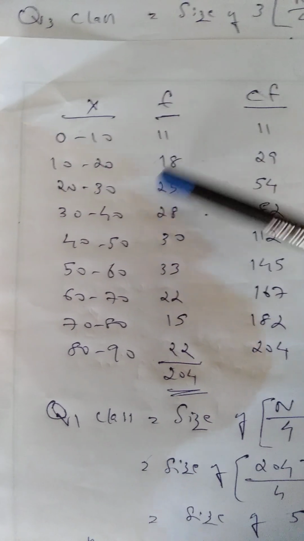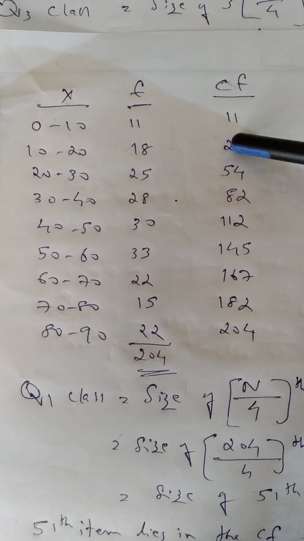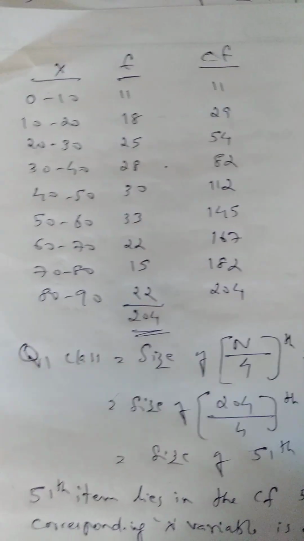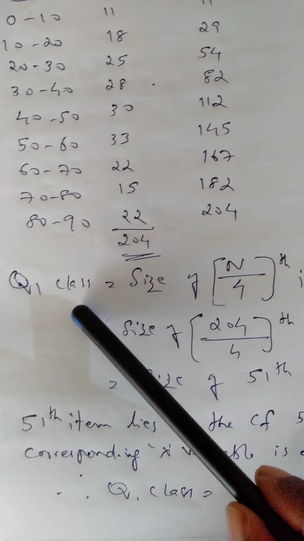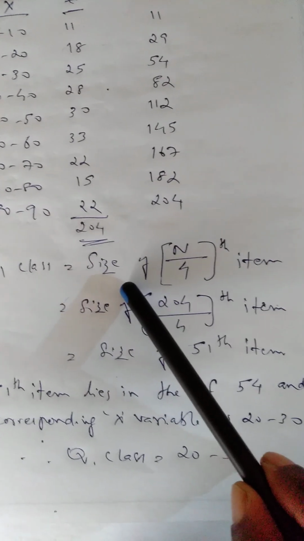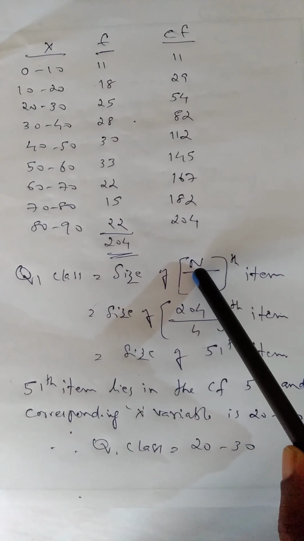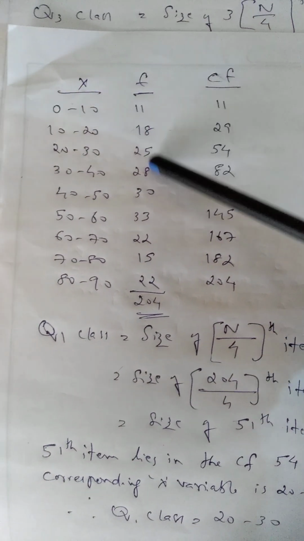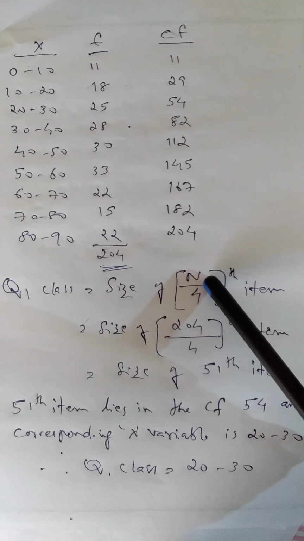Here the x variables and the f variables are here, and we wrote down the cumulative frequencies also. Now how to find out a Q1 class? To find a Q1 class, the formula is size of n by 4th item. The value of n is the total of frequency. So just take the total of this frequency column, which is 204. That is the value of n.